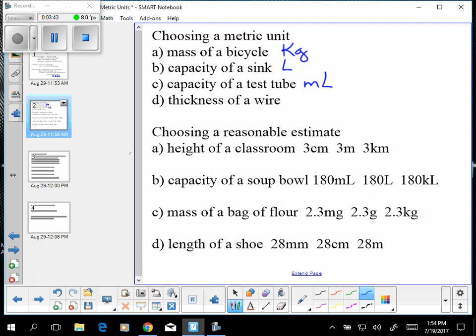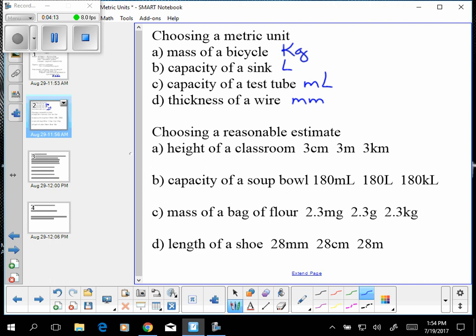The thickness of a wire, a piece of wire. Let's look at our length. Is it going to make sense to go with a dime and compare it to a dime? Or compare it to your little finger, how thick a wire is? Or from the doorknob to the floor? Or 11 football fields, 2/3 of a mile? Yes, we're going to want to use millimeters for the thickness of a wire.